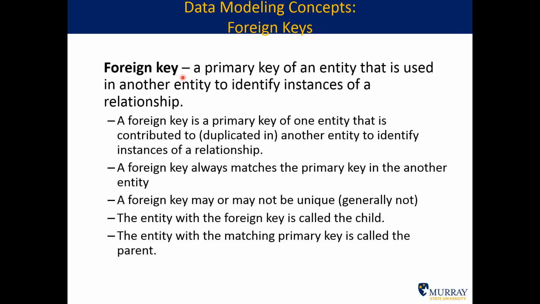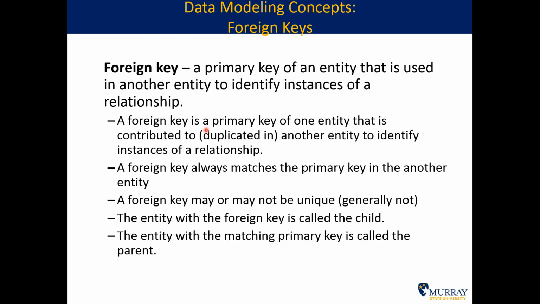A foreign key is a primary key of an entity that is used in another entity to identify instances of a relationship. So basically, whenever you have a relationship between 2 entities, you take one of the entity's primary keys, and we talked about primary keys before. A primary key is an attribute that is a key attribute, meaning that this attribute assumes a unique value for each instance of that entity, right? And we designate that key attribute as our primary key, meaning the identifier, or PK. So a foreign key is a primary key from another entity.